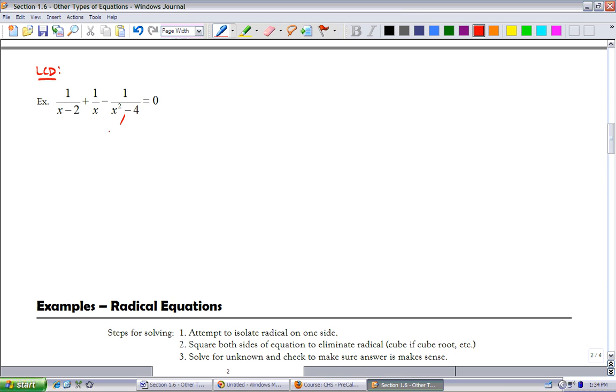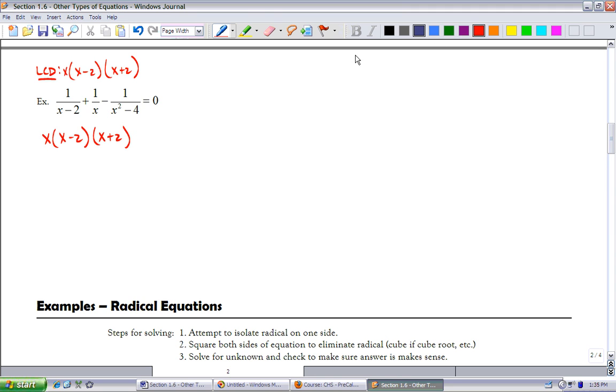And again, if we look, x squared minus 4 factors by the difference of squares to x minus 2, x plus 2. So my final common denominator is going to have an x in it. It's going to have an x minus 2 and an x plus 2. Okay? Leave yourself some room to work here. Alright, so we're going to multiply both sides of this equation by x times x minus 2, x plus 2.